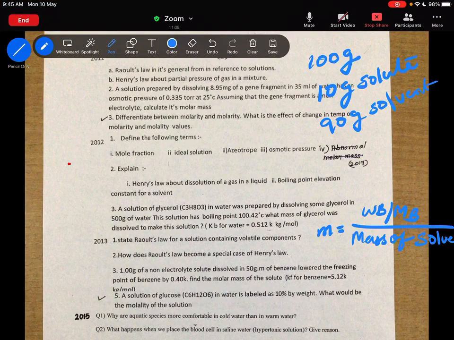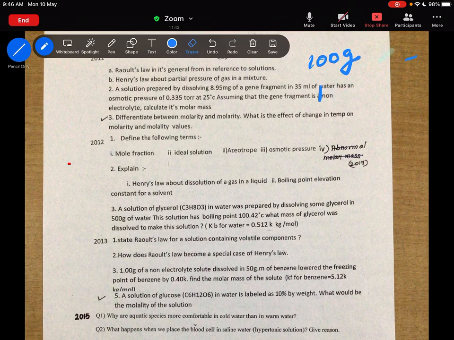So m is equal to, that is molality, which is represented by small m, W_B, that is 10 upon, this is glucose, that is 180, whole divided by mass of solvent 90 upon 1000. This is the molality. So molality is the number of moles of solute upon mass of solvent in kg.